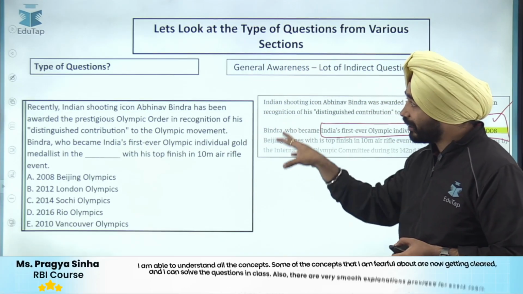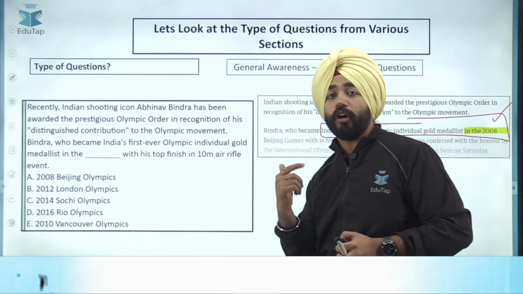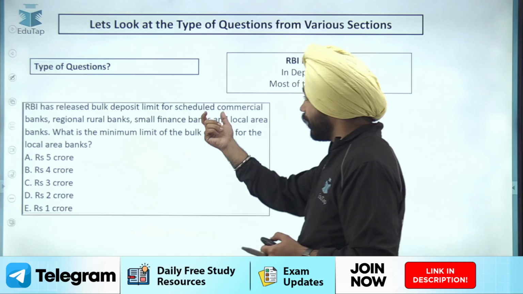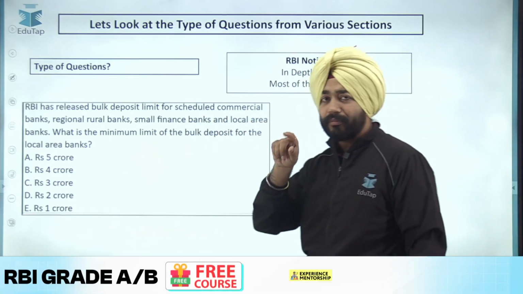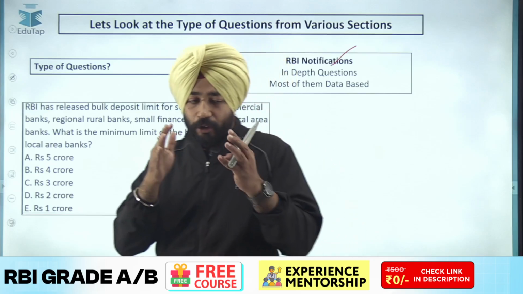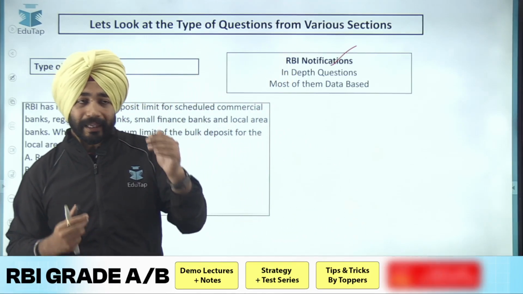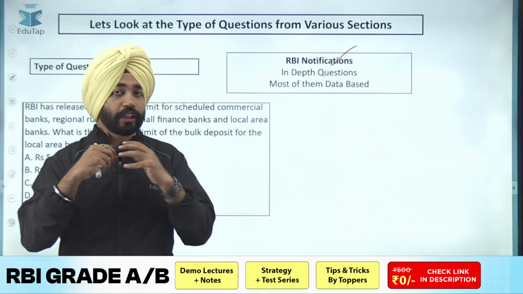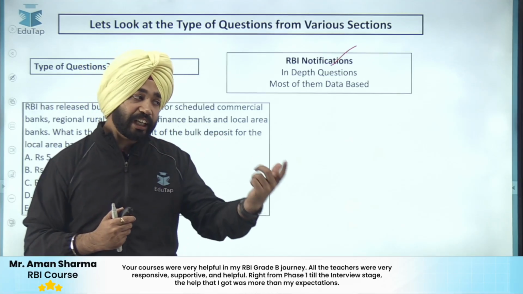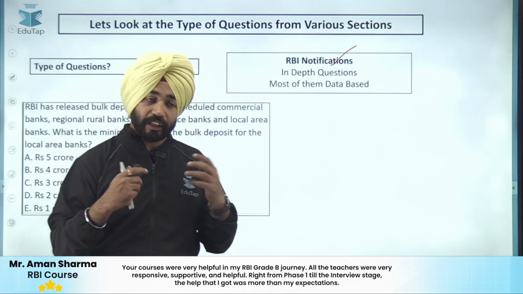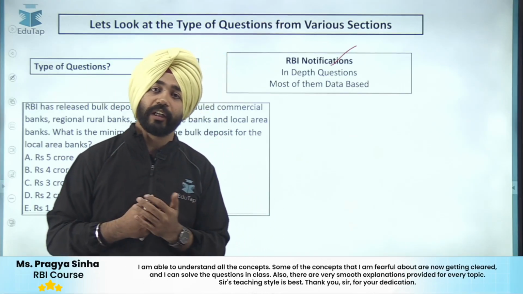So this is one thing we are observing in the GA section, the general awareness section. A lot of indirect questions are there. Okay, now with regards to RBI notifications, let's talk about that also. As I told you, the weightage of RBI notifications is increasing. But there are a lot of technicalities in RBI notifications, master directions, and some lengthiness with regards to the master circulars or notifications, lengthy notifications which are being released.